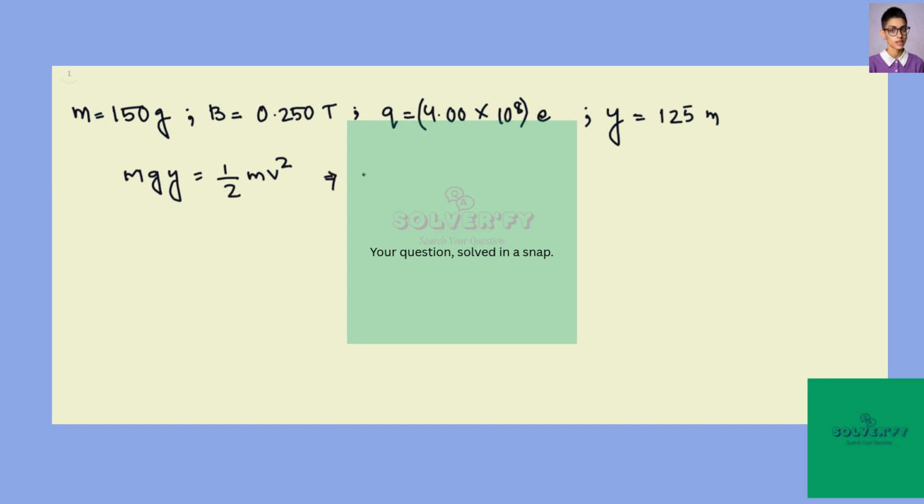This gives velocity to be equal to root over 2gy, and we solve this and we find this velocity to be 49.5 meters per second.